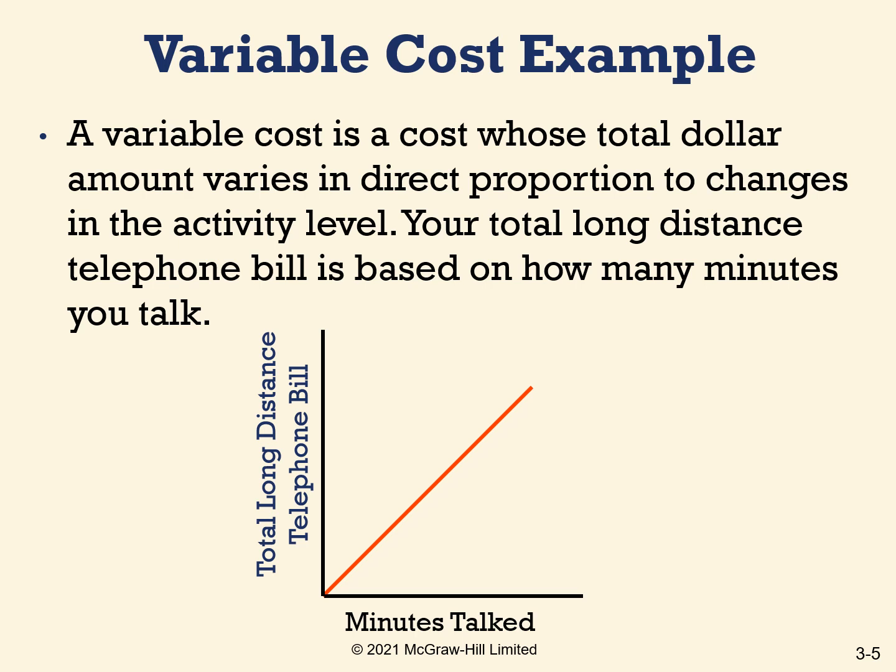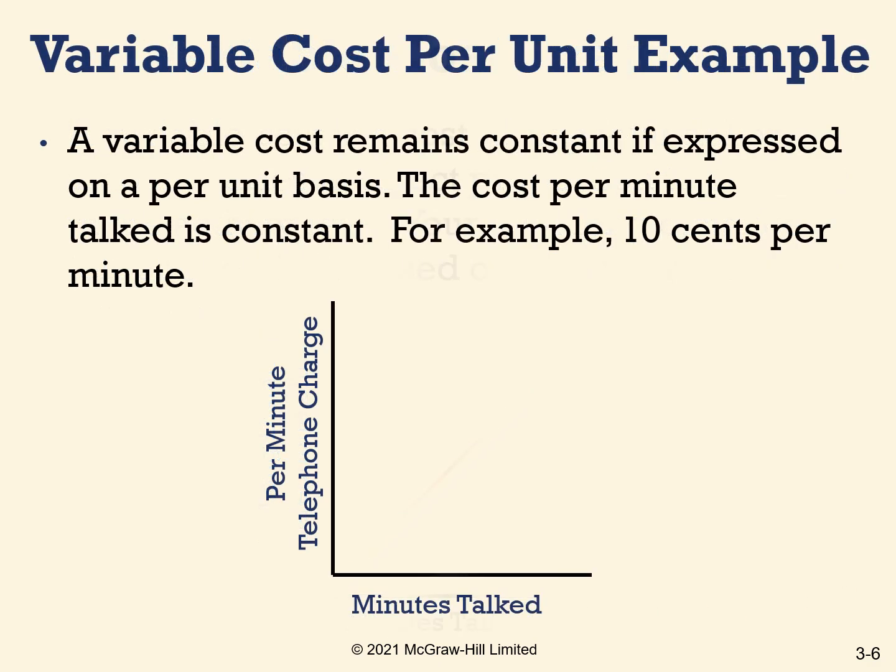A variable cost is a cost whose total dollar amount varies in direct proportion to changes in the activity level. For example, your total long distance telephone bill is based on how many minutes you talk. We can see this in the graph: the more minutes we talk, the more this goes up. For every change in activity, our total cost for a variable cost will go up based on that activity. On the other hand, the variable cost per unit remains constant if expressed on a per unit basis.